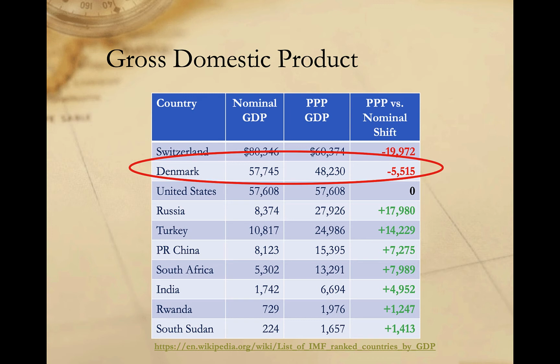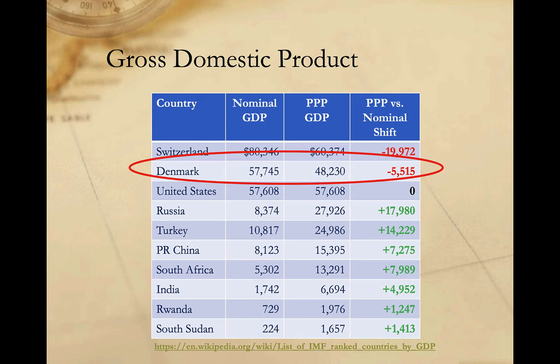This suggests that the cost of living in these countries is relatively high. By contrast, many developing countries, as reflected in the table here in South Africa, China, India, South Sudan, and others, have per capita purchasing power parity GDPs that are higher than their nominal GDPs per capita, suggesting that their currency is undervalued and reflecting a lower cost of living in each of those countries.